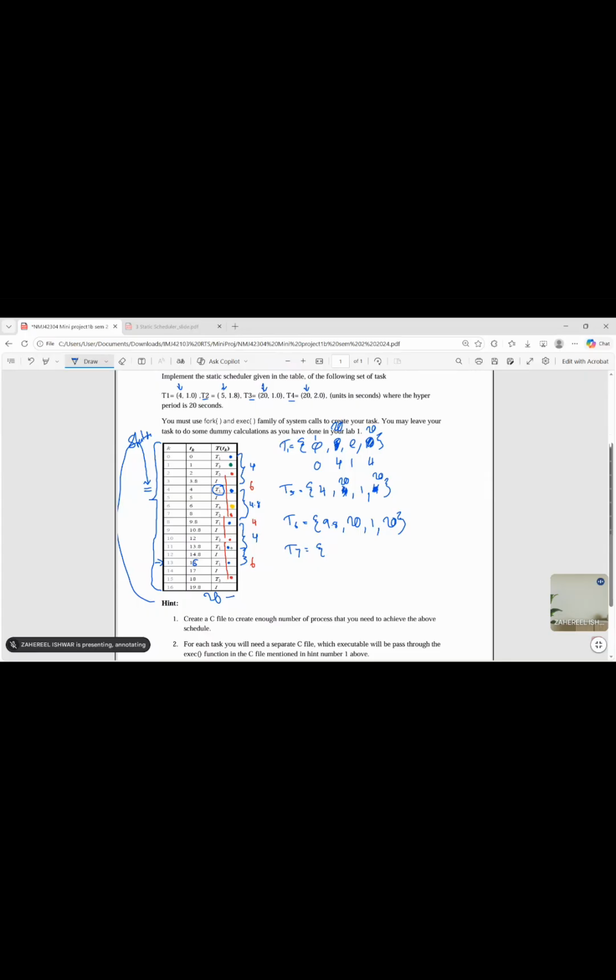1, 2, 3, 4, 5 of T1, is it? Yeah. 13.8, 20, 1, and 20. So I'm using the hyper period. So basically in one complete hyper period, all tasks are only executed once.